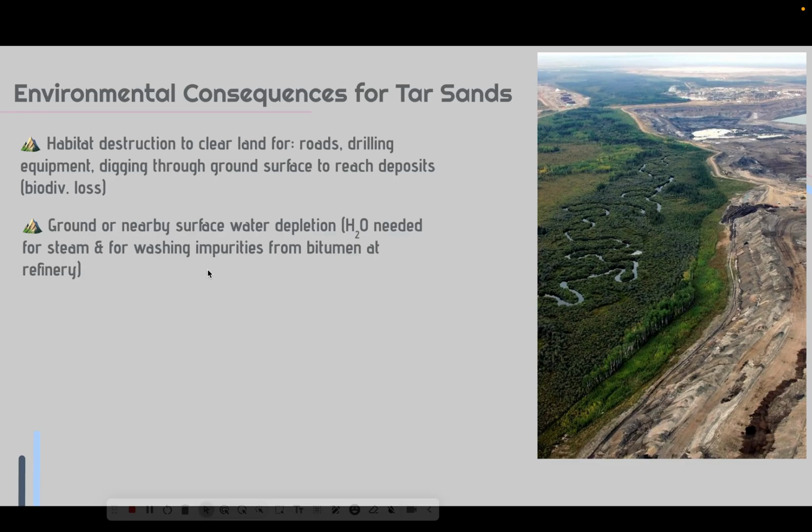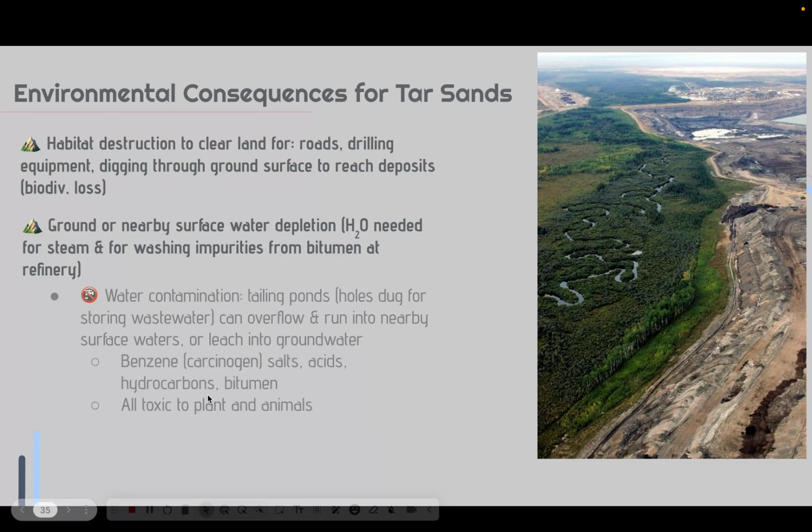We just can't burn everything in the bitumen, so we have to wash out any of the impurities when we get to the refinery plant. And so, that's a real issue. And then there's a lot of water contamination. What's left over, the tailings from the mining process, has a lot of contamination in it. Mercury, arsenic, we've talked about lead. Those things, if they overflow, can run into nearby surface waters where they can leach into groundwater.